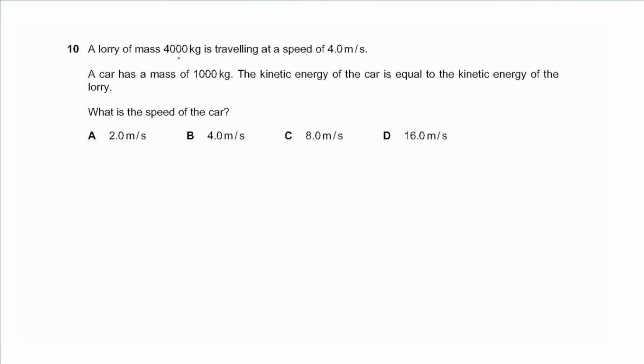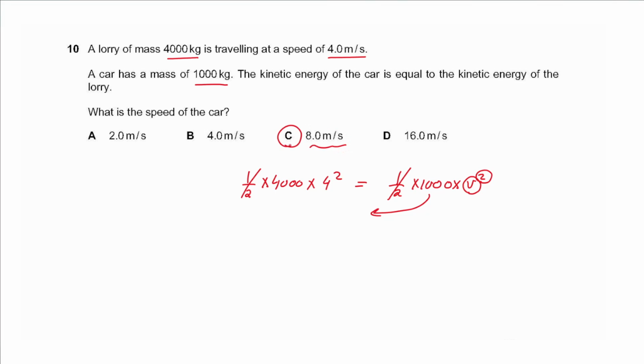Question 10 says a lorry of mass 4,000 kilograms is traveling at a speed of 4 meters per second. A car has a mass of 1,000 kilograms and the kinetic energy of the car is equal to the kinetic energy of the lorry. What is the speed of the car? So we can use the equation for kinetic energy, half times the mass times the speed squared. So half times 4,000 times 4 squared is equal to half times 1,000 times the other speed squared, and we need to calculate this speed. So we can divide by half on both sides, then we divide by 1,000, and then we square root to remove the square of the speed. That gives an answer of 8 meters per second, so we choose C.